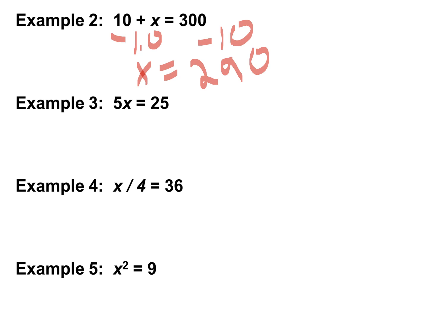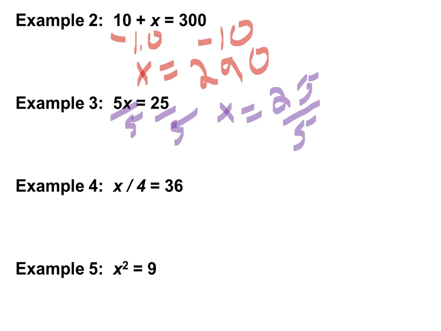So now we have 5x equals 25. Basically, what we're saying is 5 times x equals 25. The opposite of multiplication is division. So I'm going to divide by 5 on both sides. So we're going to have x equals 25 divided by 5. We know 25 divided by 5 is 5. So x is equal to 5.